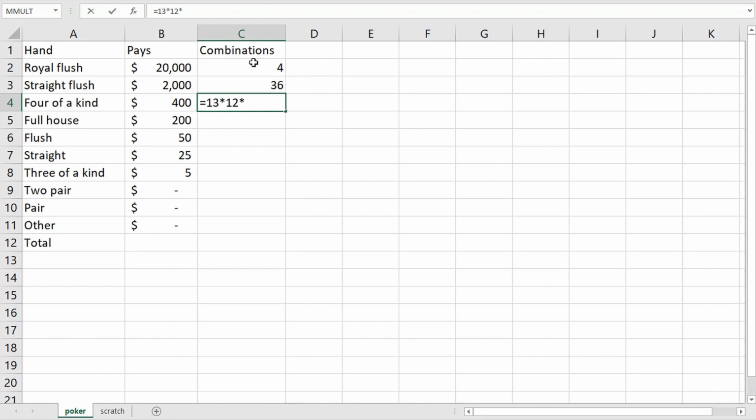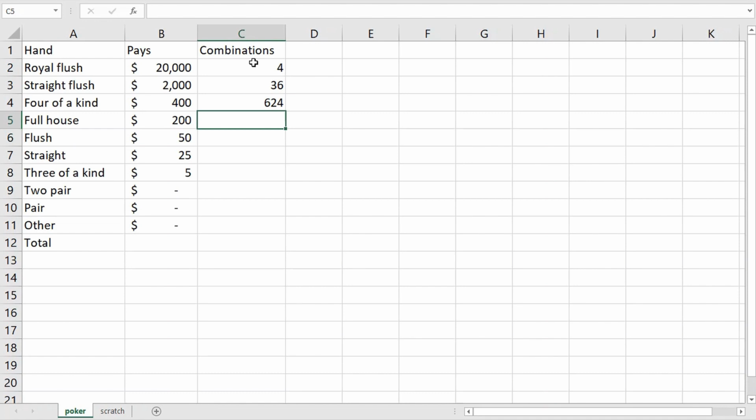For whatever rank the four of a kind is in, say queens, there's only one way to choose the suits because you need all of them. And for the suits of the singleton, there are four possible suits. So we multiply by four for that. So you can see that there are 624 possible four of a kinds.